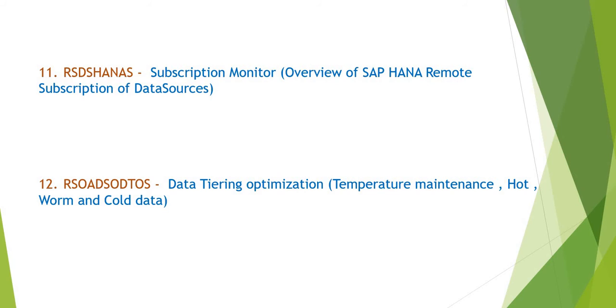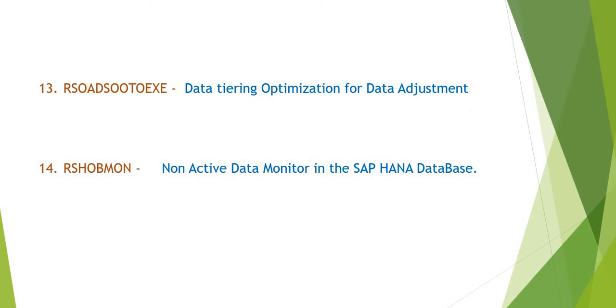Next, RSOADSODTO. It is used in SAP BW/4HANA for data tiering optimization. You can do the data tiering like hot data, warm data, and cold data. Next, we are coming to RSOADSOO2X. Using this T-code, you can do further data tiering for data adjustment. Next, RSHOBMON. Using this T-code, you can see the non-active data in SAP HANA database.